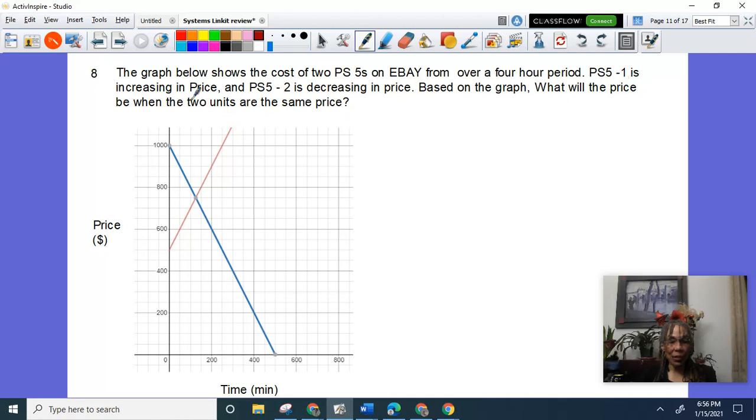PS5 number one is increasing in price, that'd be that one, and PS5 number two is decreasing in price. Based on the graph, what will the price be when the two units are the same price? That's another way of saying what's the solution to the two equations, and the solution is right there. And what are they asking? The money question is, what is the price?